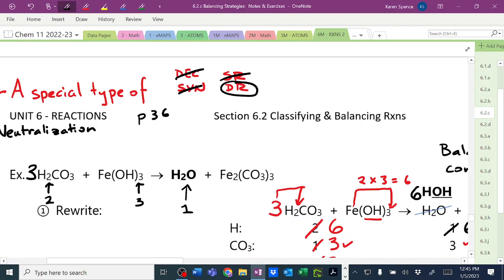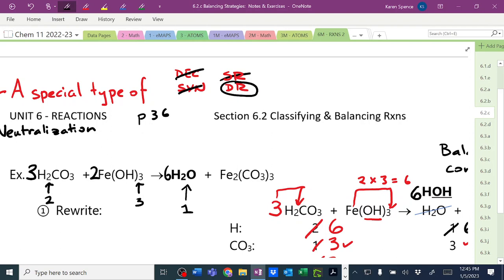So I'm going to put a 3 here. That gives me 6 hydrogens. I put a 2 here. That gives me 6 hydroxides. How many waters will I need? 6. Done. So that's the other way of doing acids and bases, is just to say, I need the same number of hydrogen and hydroxide.